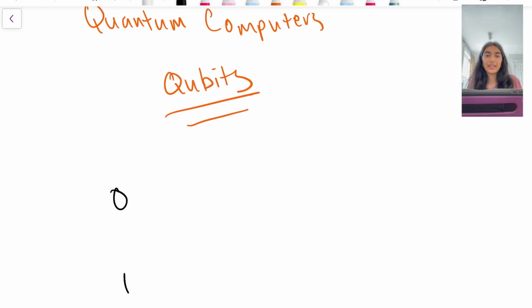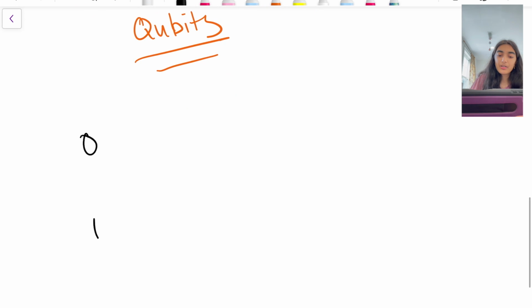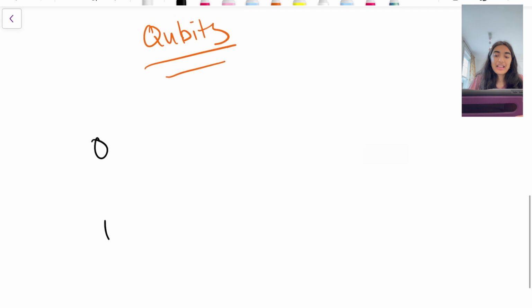But the interesting thing is that we can also have a combination of the two, okay? It can be a 0 and a 1 at the same time. And we sort of have to deal with probability, right? So it's not just black and white. It's not just on and off, right? We can have a combination.